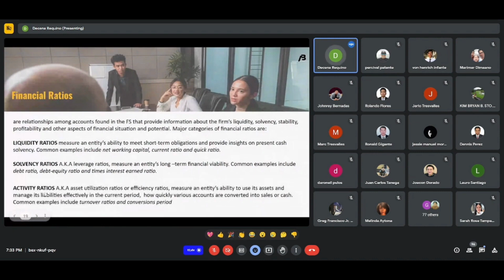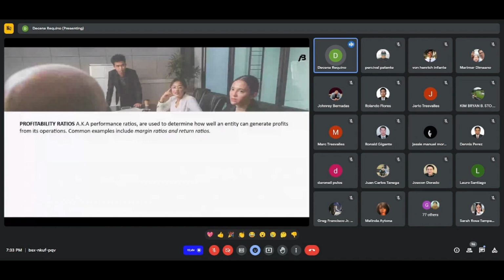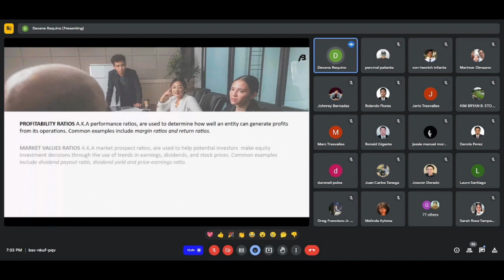Then meron din tinatawag na activity ratio or yung asset utilization ratio or efficiency ratios. It measures an entity's ability to use its asset and manage its liability effectively in the current period. How quickly various accounts are converted into sales or cash. Common examples include turnover ratio and conversion period. And meron din tinatawag na profitability ratio or yung performance ratio. These are used to determine how well an entity can generate profit from its operation. Common examples include margin ratio and return ratios.